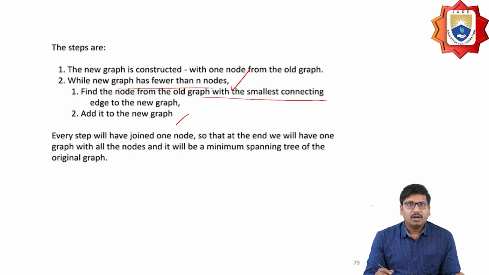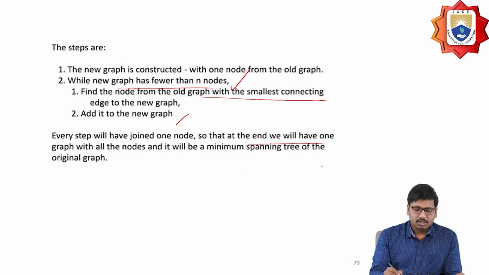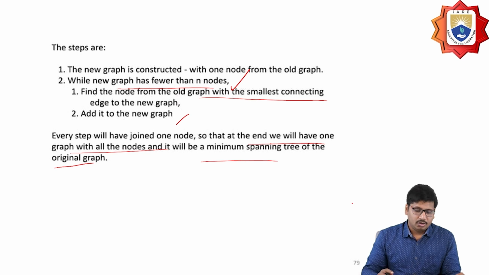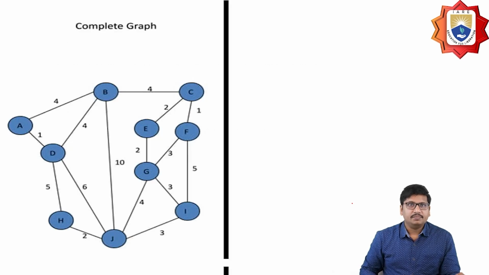So every step we have to join one node such that we'll have only one graph with all the nodes, and it should be the minimum spanning tree of the original graph.